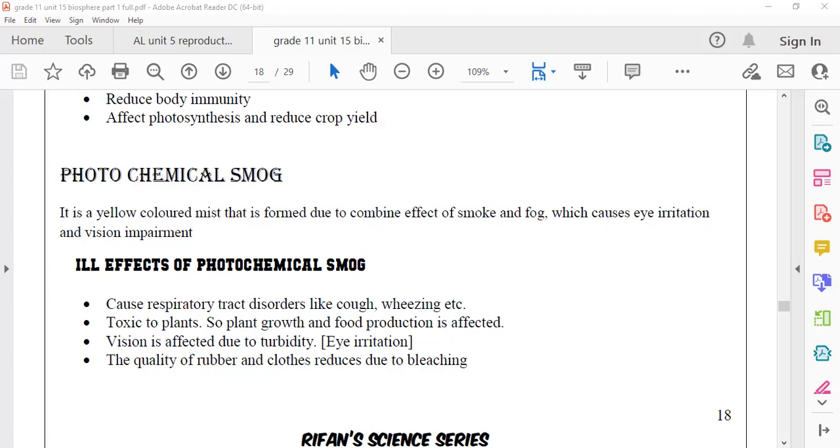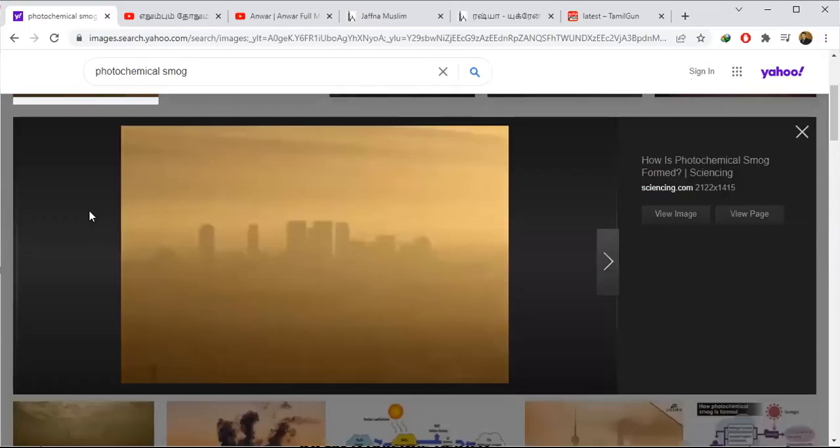The environment will become cloudy. It is a smog. It is a mist-like one. This is photochemical smog's appearance. You can't properly see through. It looks like mist, but no, it is not actually mist. It is a material called smog.